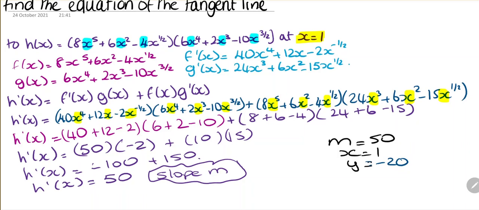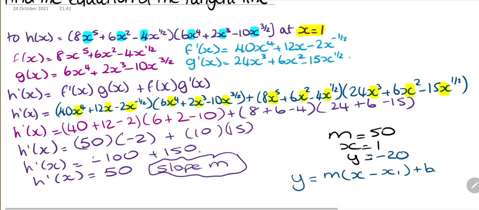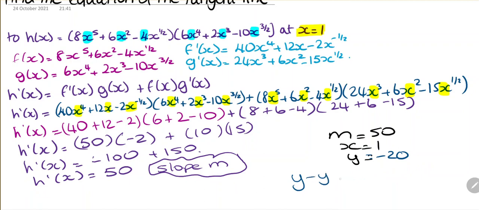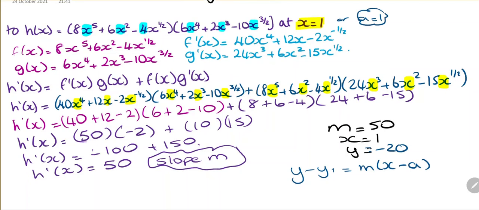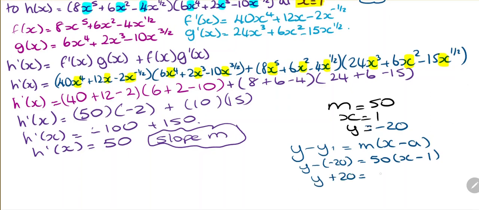And if we write y is equal to, this is in the format of m times x minus x1, or x minus a, however you want to write it, plus b, or we could write it as y minus y1 is equal to m times x minus a, where a is equal to 1. So let's write it like this. So y, and we got minus 20, equals 50 times x minus 1. So this is y plus 20 equals 50 times x minus 1. If you need it in that format, you've got it there. Or you may be asked to write it as y equals 50 times x minus 1, minus 20.